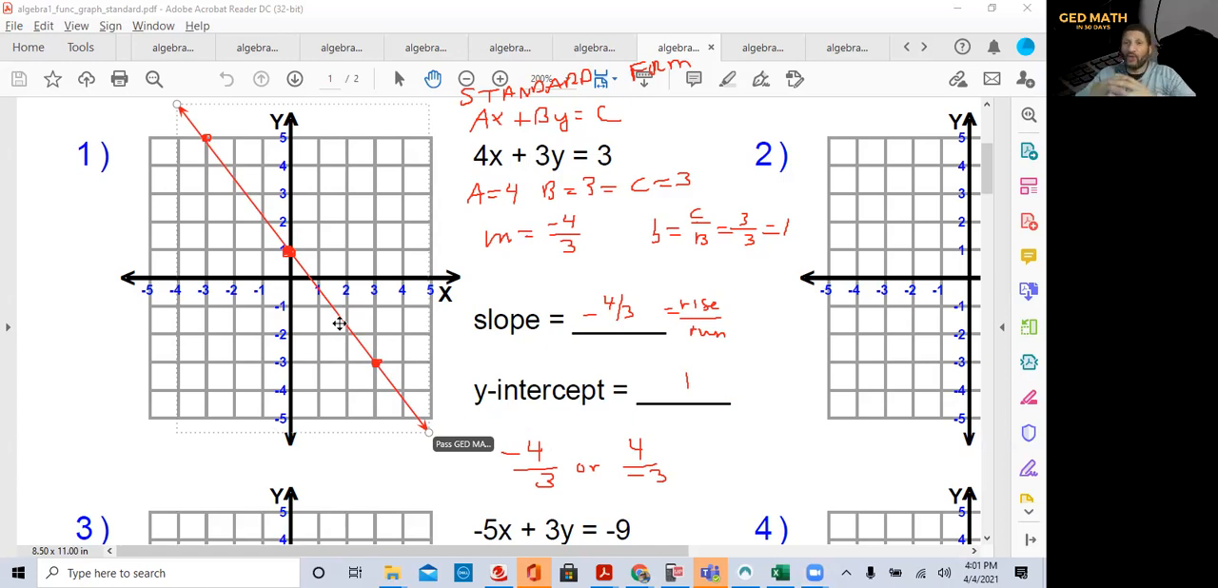Okay, so that's how you graph a linear equation from standard form. Again, identify that the equation is standard form. Identify your slope, which is change the sign of A, put it over B. Identify your y-intercept, which is C over B. Plot your y-intercept first on your graph, and then use your slope to get to your second point. That easy. Okay, let's do another example.